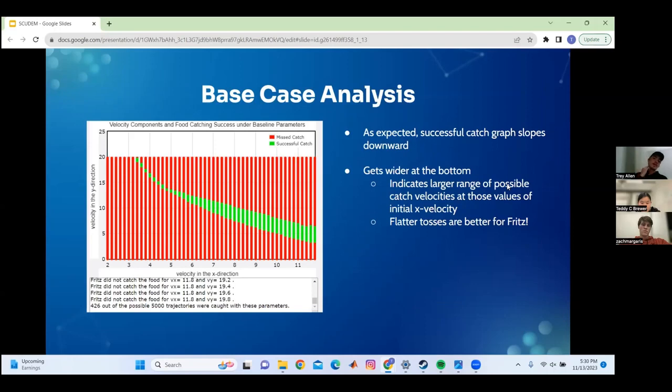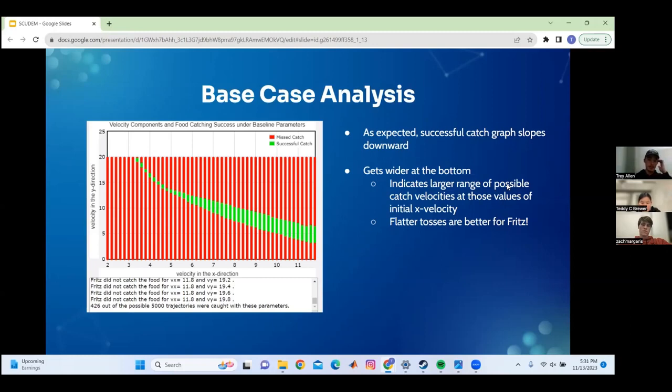Looking at the results of our base case, there's something that we expected in here, which is that the successful catch curve slopes downward. And this makes sense because when the ball is tossed high up in the air, it can't be tossed very fast in the x direction, or else it will go over his head. And the same goes as we increase the x speed, it makes sense that we would want to decrease the initial y speed to keep the trajectory of the ball on a path that Fritz is able to reach.